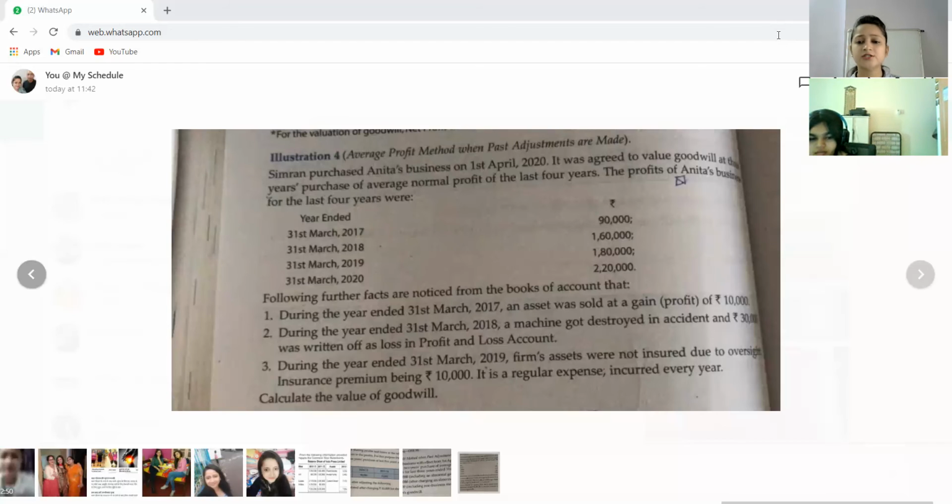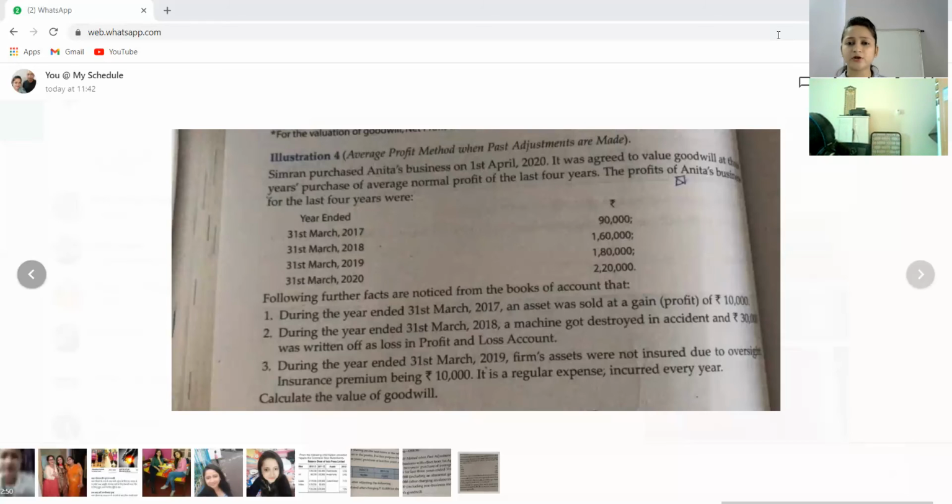Now, number 3, during the year 2019, the firm's assets were not insured due to oversight. We hadn't noticed that one asset had not been insured. So now we are paying the insurance premium of 10,000. It is a regular expense incurred every year, so the insurance premium should be deducted. So less insurance premium from 2019, because it is a regular expense and should appear in the PL. That's why less insurance premium from 2019, 10,000.